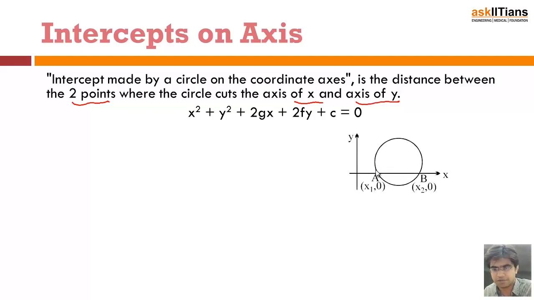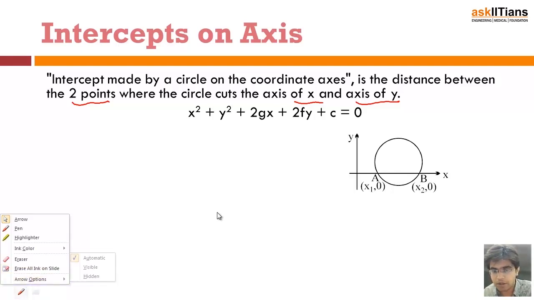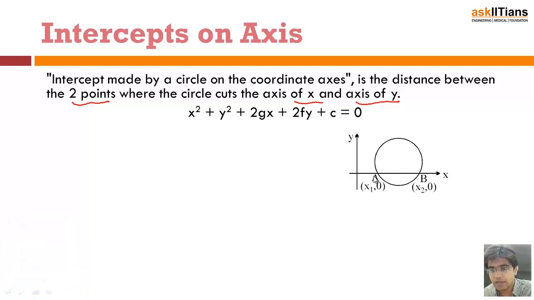Let's see it graphically. Suppose that this is the circle that I have. This point A is the first point at which my circle cuts the x-axis. This is the second point, B. I am saying that the distance between point A and B, or the length AB, is the intercept on x-axis, because this has been cut on the x-axis. Now, what is the unique feature about this intercept on x-axis? It is that when it cuts the x-axis, the y-coordinate of points A and B is 0.